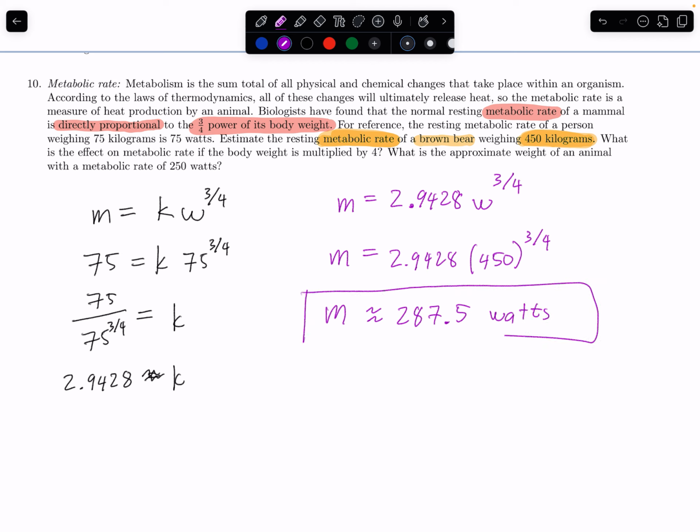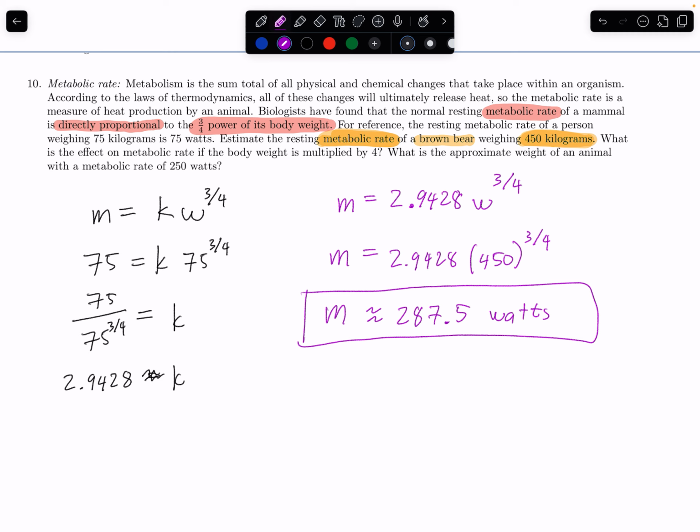So this is the metabolic rate for a brown bear weighing 450 kilograms. 450 kilograms, wow, it's very heavy. It's almost a ton. Or is that a ton already? Okay, oh no, actually, yeah. Okay, let's look at the next question now.